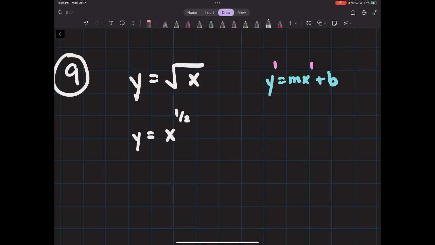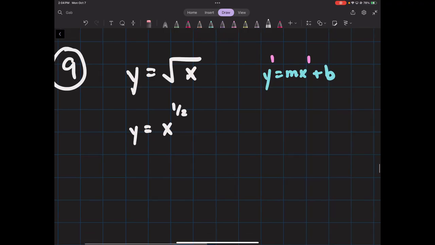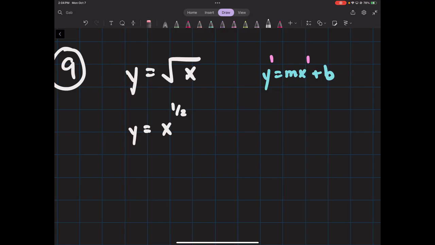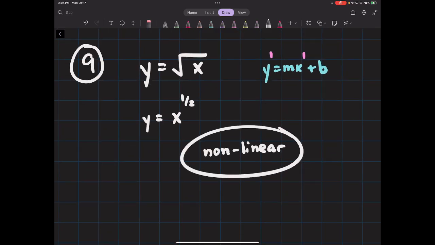If you did not know yet, square root means 1/2 power. So x has 1/2 power, right? So is this linear? No, because the power of x is 1/2. That makes sense because this graph looks a little weird. It looks like that. Okay, next.